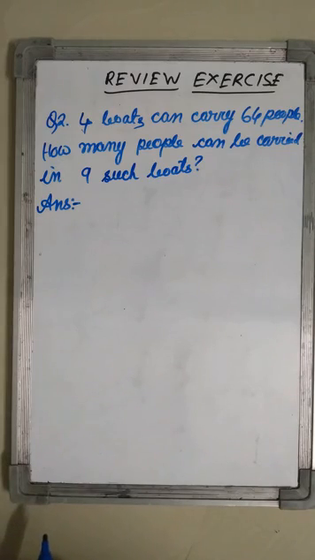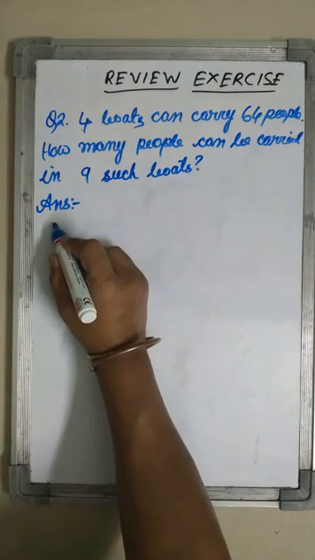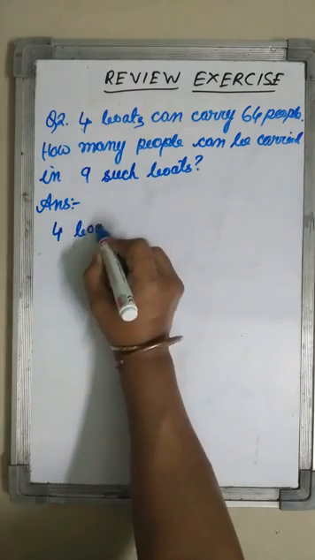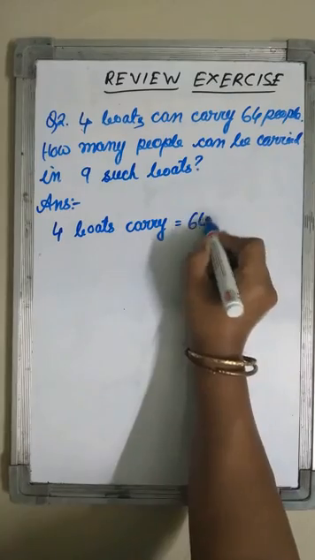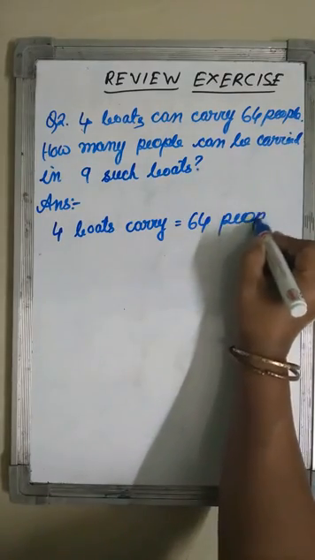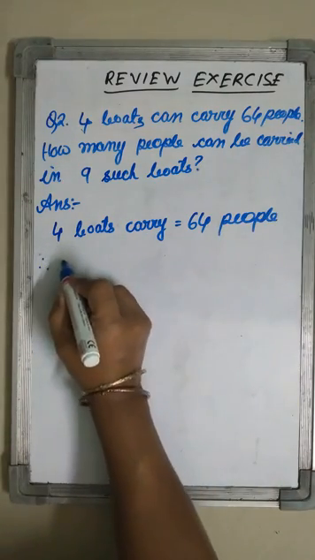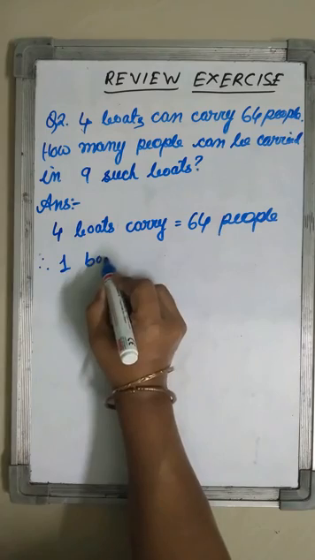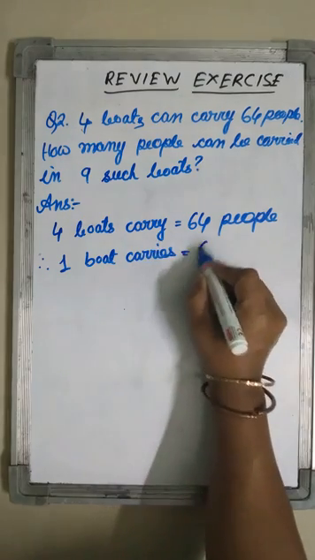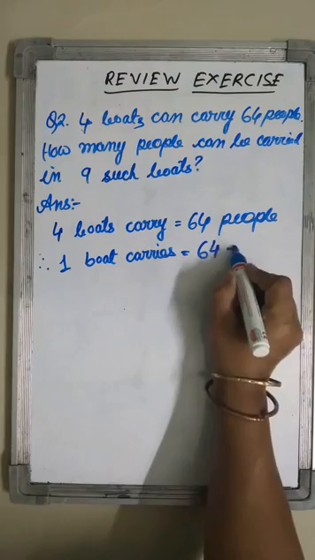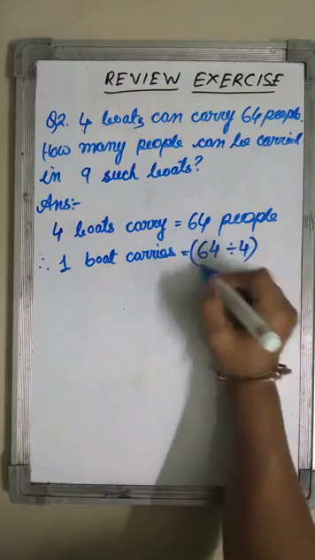Question number 2. 4 boats can carry 64 people. How many people can be carried in 9 such boats? So you write, 4 boats carry 64 people. Therefore, 1 boat carries 64 by 4 people.